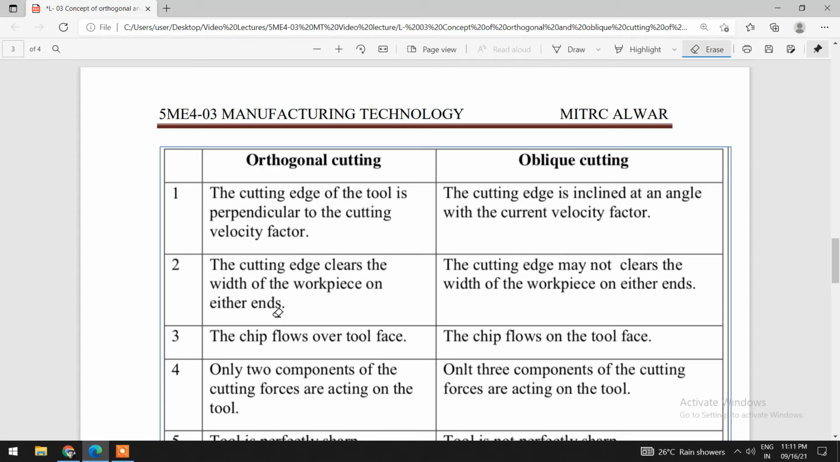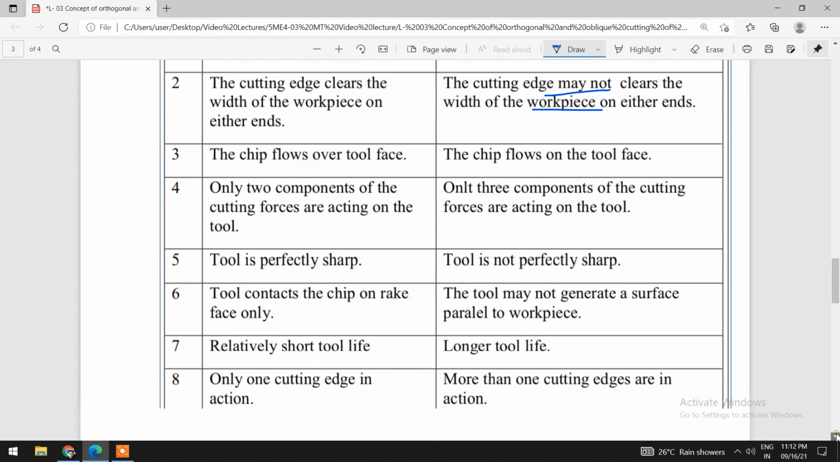Now the second difference is the cutting edge clears the width of the workpiece on either end. Cutting edge clear होगा आपका to the width of the workpiece में और किसी भी end पे. और next जो है, the cutting edge may not clear, इसमें clear edge होगा लेकिन oblique cutting में it may not be clear the width of the workpiece on either ends. So this is the second major difference between the orthogonal cutting and oblique cutting.